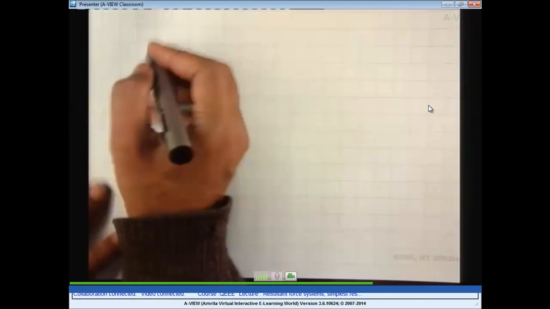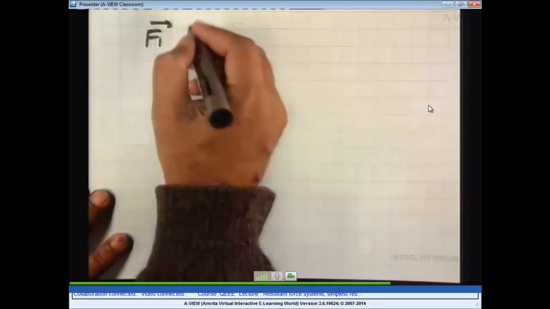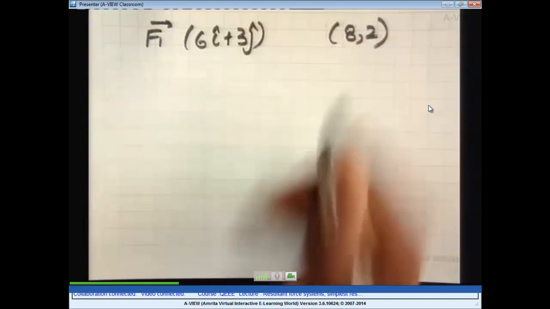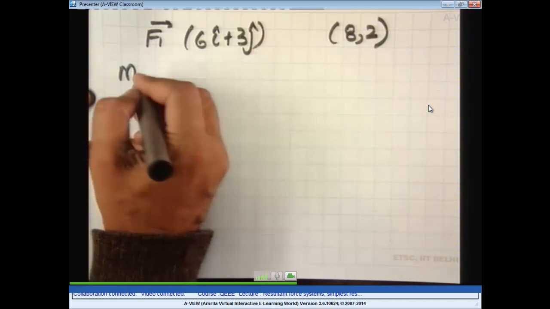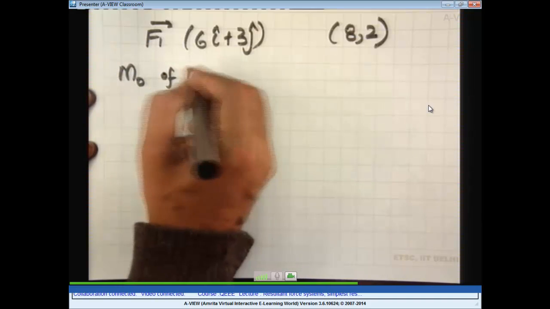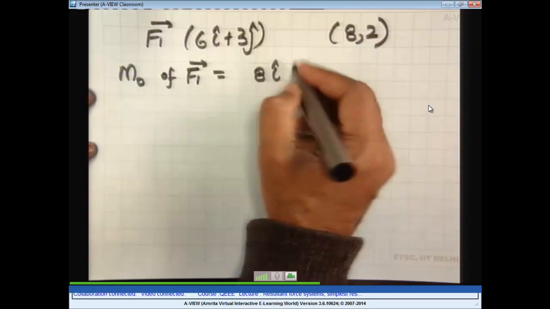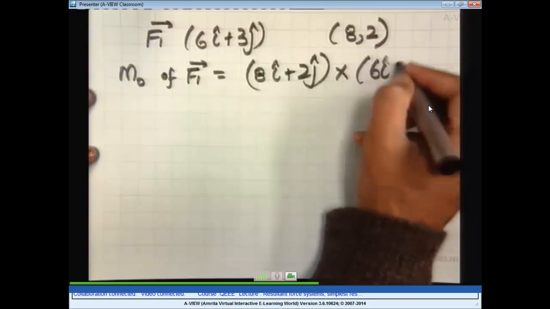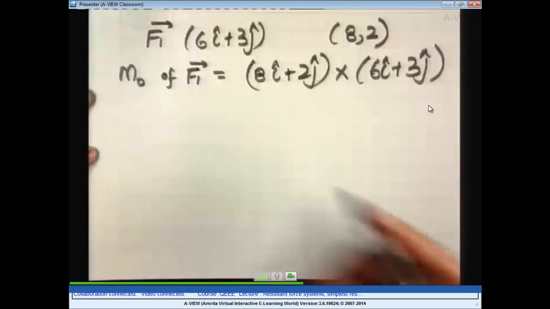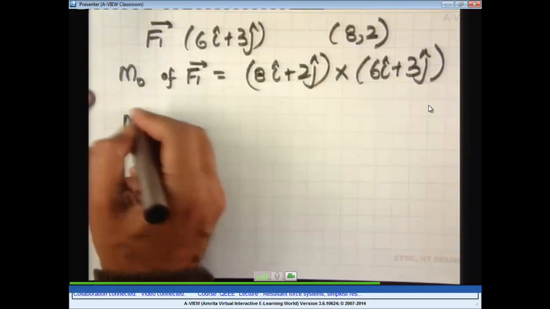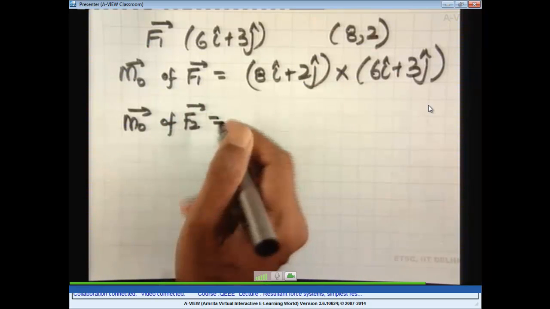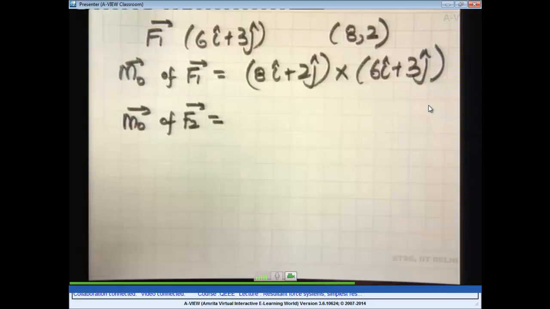So to do this, let's just work along. F1 is 6I plus 3J, it acts at 8,2. So the moment about origin of F1 will be equal to 8I plus 2J crossed with 6I plus 3J. This is the moment due to F1. Then moment about origin of the force F2. Now F2, as I had given, was 10J.